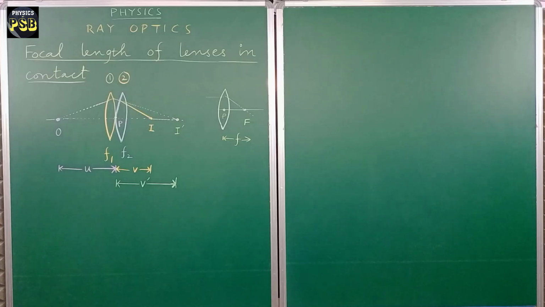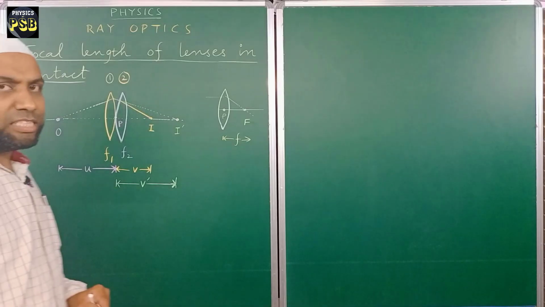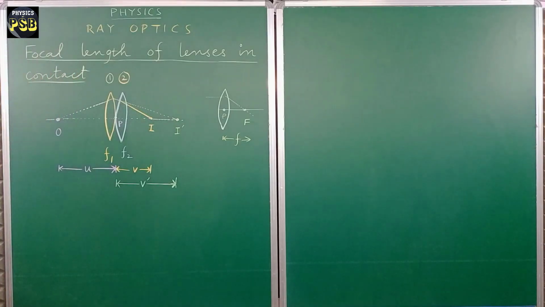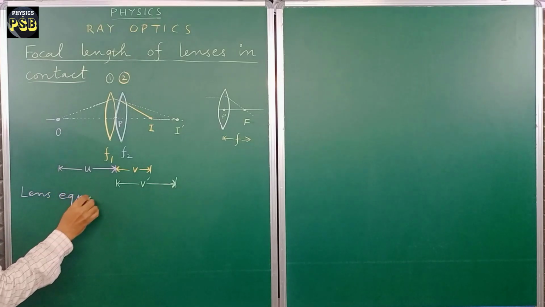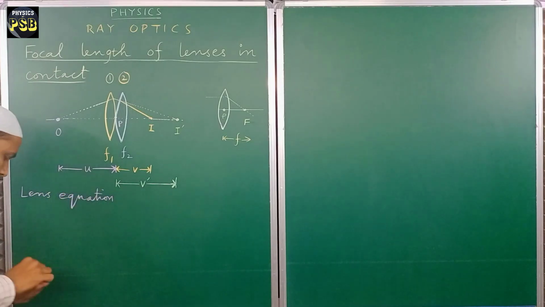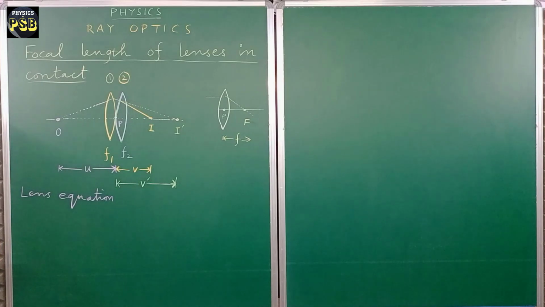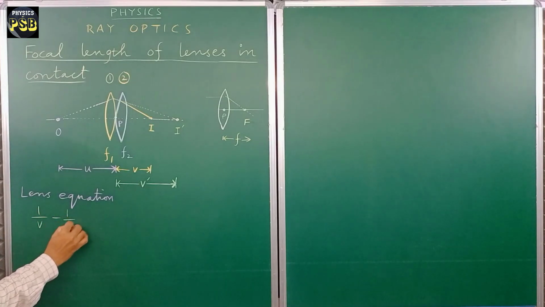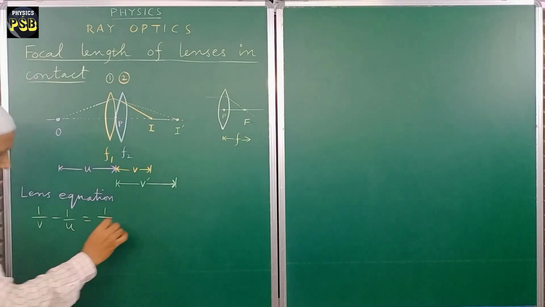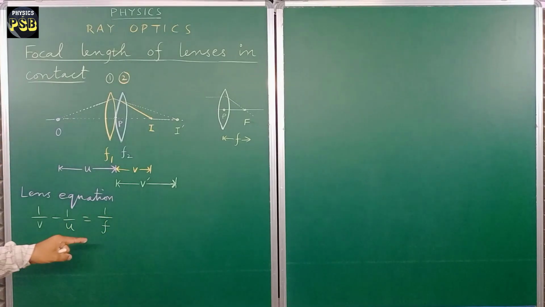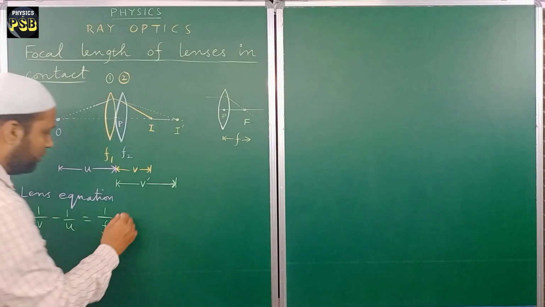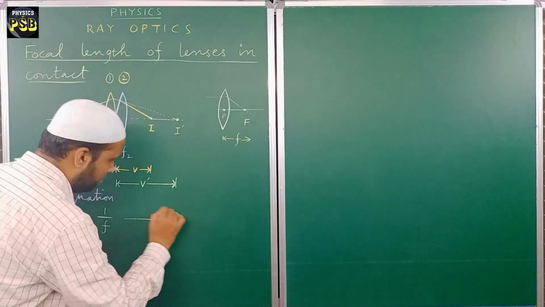Now I'll go ahead. To get the focal length of these lenses in contact, I'll start with the lens equation. We know the lens equation is nothing but 1 by v minus 1 upon u equals 1 upon f. So the lens equation relates focal length, object distance and image distance for a given lens. I take this one as equation number 1.